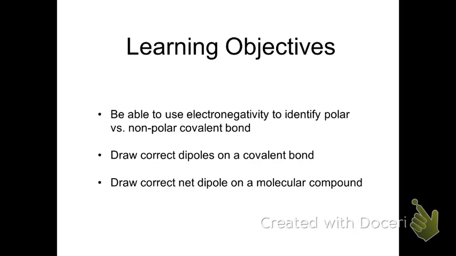Looking at these learning objectives, it's pretty clear we'll have to revisit electronegativity, and then I will have to identify the difference between polar and nonpolar covalent bonds. Finally, I'll have to define the term dipole, and then, of course, the term net dipole to you.